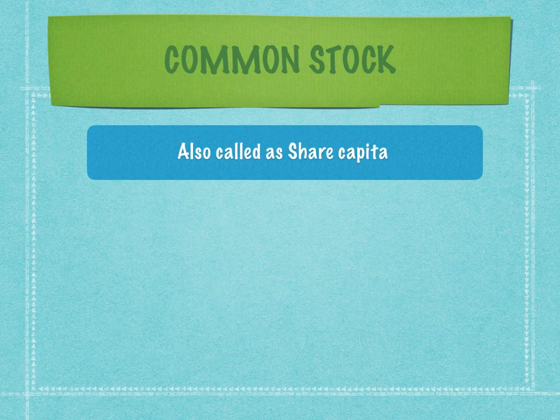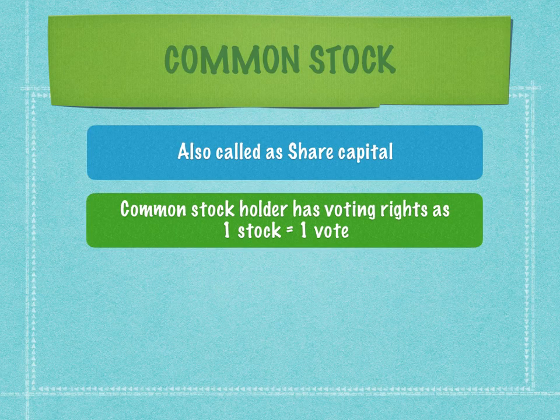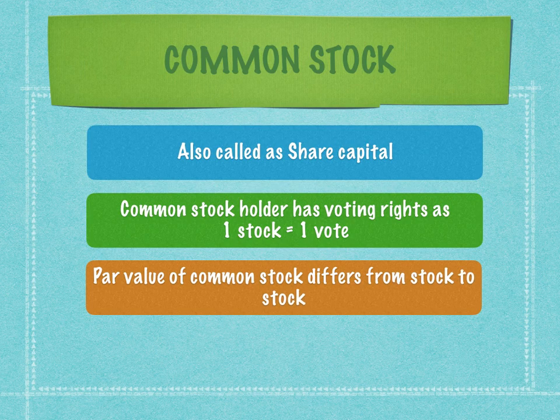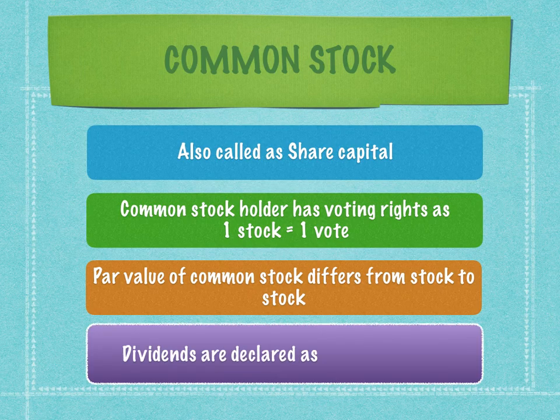First, let's take a look at what is common stock. Common stock is also called share capital. The common stockholder has voting rights as one stock is equal to one vote. The par value of common stock in the Indian context differs from stock to stock, and given certain regulations by SEBI, companies can issue their common stock at these par values. Dividends are declared as a percentage of par value.